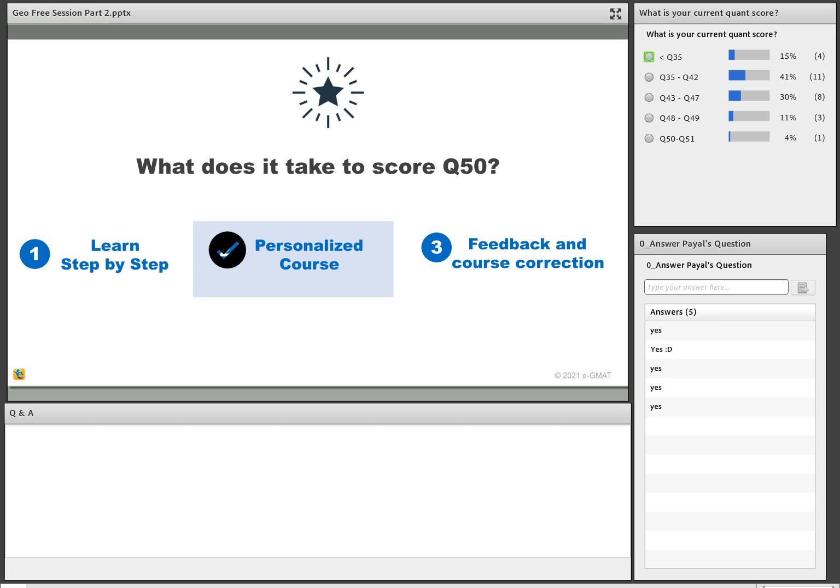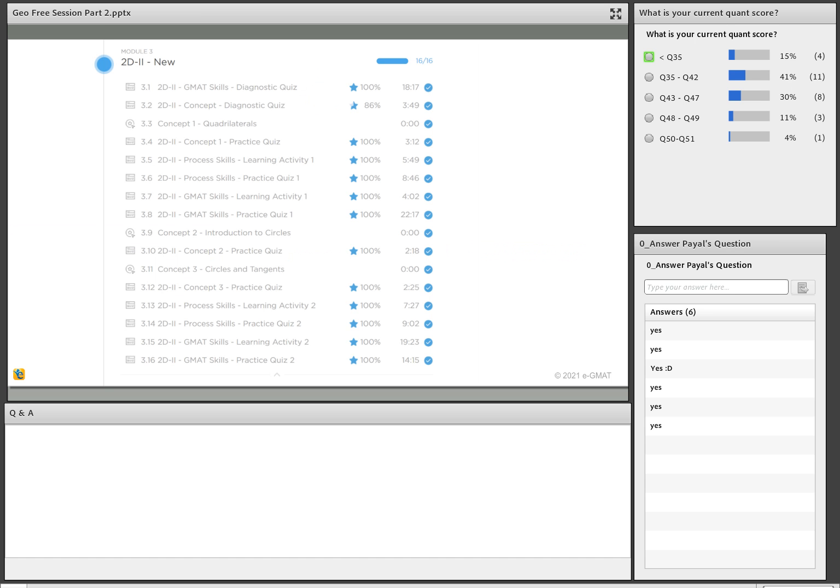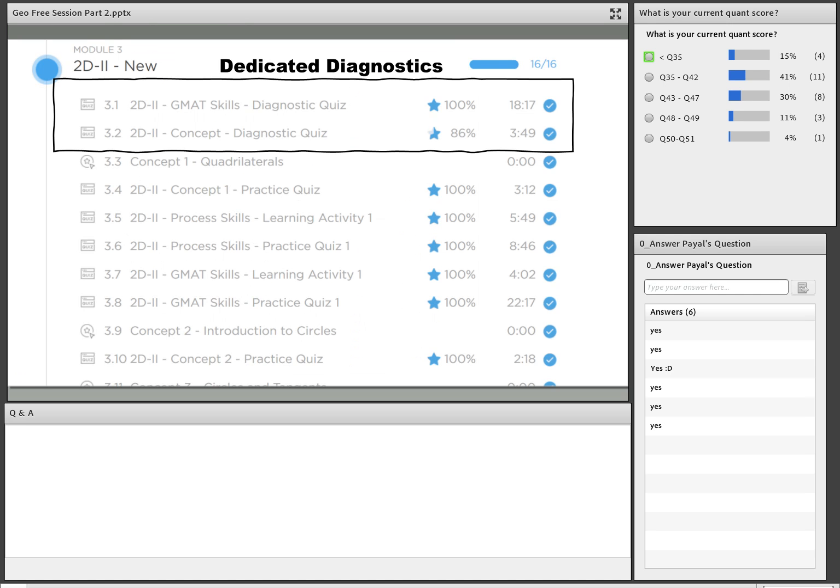Now let's see how it does the step-by-step learning. I think some of this you've already seen. Again, I'm going to look at the 2D module. This is about 16 activities here. As you zoom in, you have these diagnostics. These are purpose-built diagnostics that help personalize learning. It's not 1 but 2 diagnostics. There's a separate concept level and a separate GMAT skills level diagnostic.